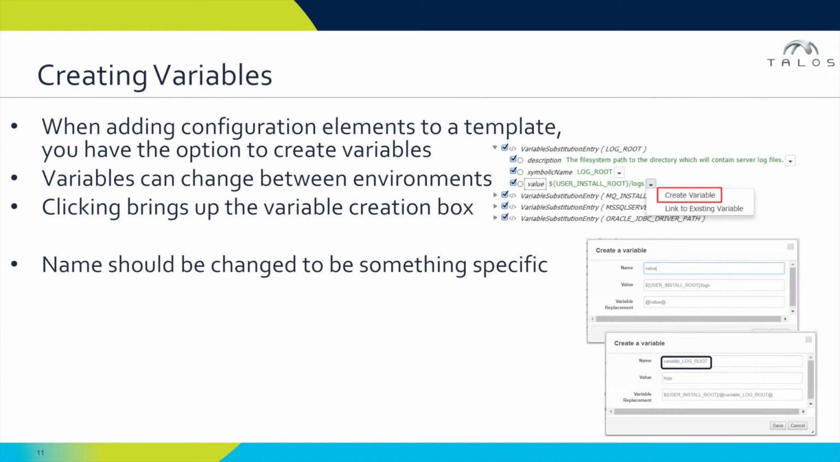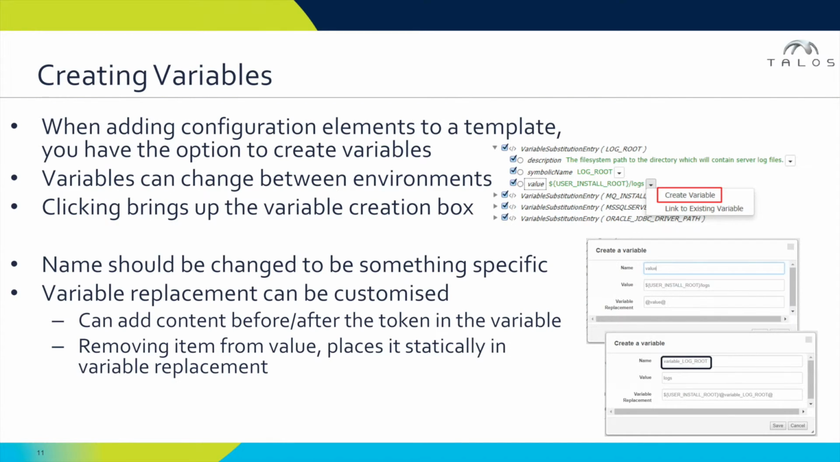You should call the name something specific when you're creating a variable, something that's going to make sense when you're looking at it outside the context of the configuration editor, because that's not always going to be there. Perhaps you're going to be just in the template view with just the variables visible, and so you want to know what that variable is without having to go and reference it somewhere.